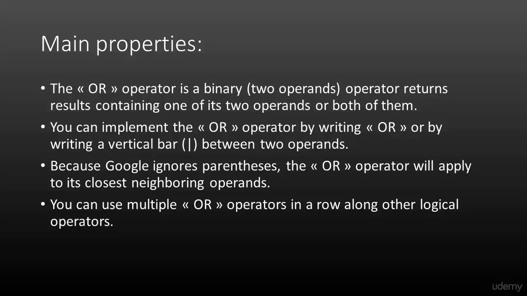As you've learned, if you want to use the OR operator, you have to put it between two operands, either by using an uppercase OR or by using a symbol, which is a vertical bar. And you see, it's binary, it takes two operands, and you can implement it like this, dog or cat, or something like Monday or Tuesday or Wednesday.